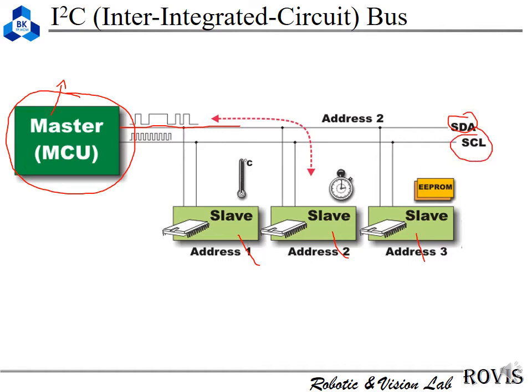SCL works like the clock, and SDA is the data line. That means in I2C we can transmit and receive, using just two lines, and we can use multi-slave and multi-master.